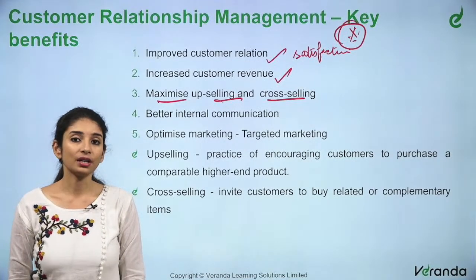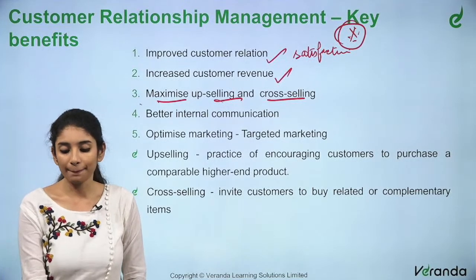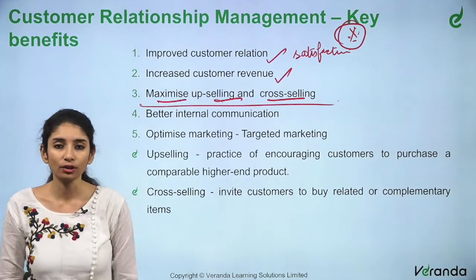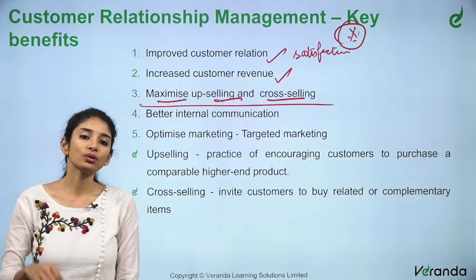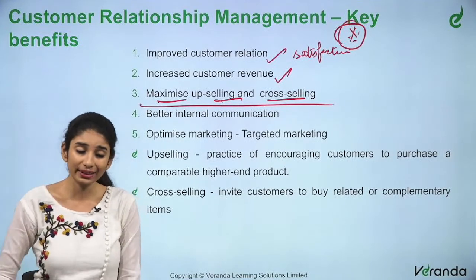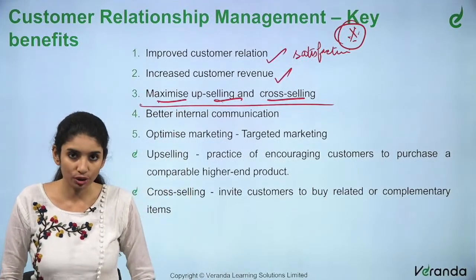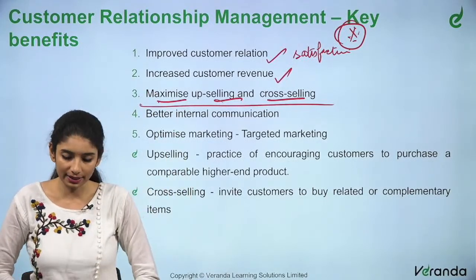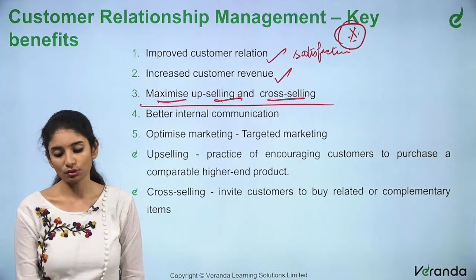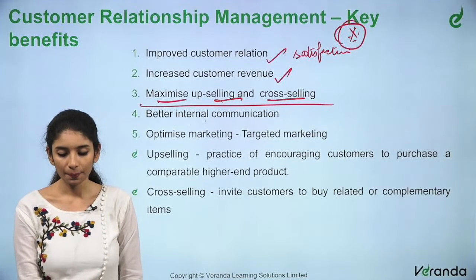So, because of your customer relationship management module, you can maximize upselling and cross-selling. How can you maximize? Because you will have the database of the customers who you think can potentially buy a higher model of the phone. You will have all the data to do the analytics. So, you can offer some discounts on the new model of the phone.